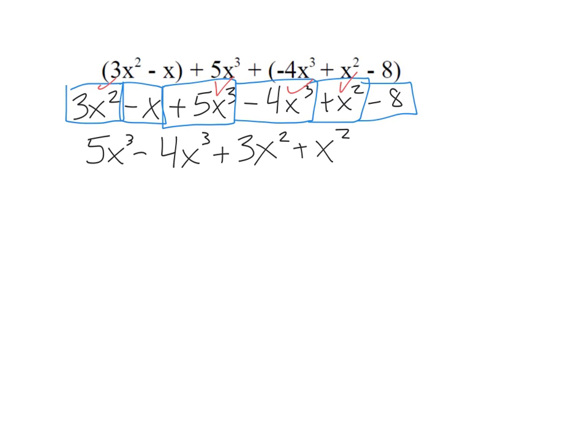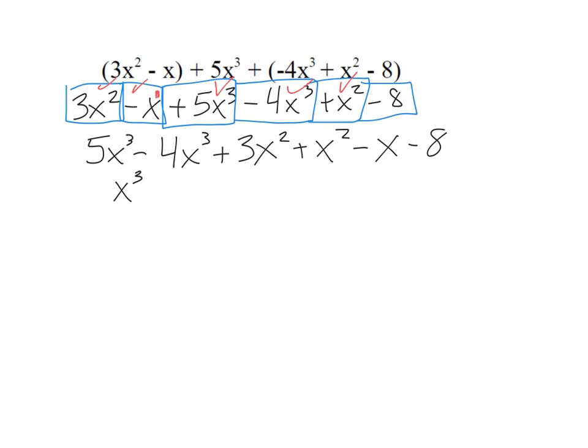Then next highest would be negative x. Remember, the negative x, we read that as having a power of 1. And so that's why the x is going to go before the negative 8. So I've got that one done. And now I would put minus 8. So now I've put them in their proper order, and I've put the like terms next to one another. So now I can combine them. So 5x cubed minus 4x cubed is just going to give me x cubed.